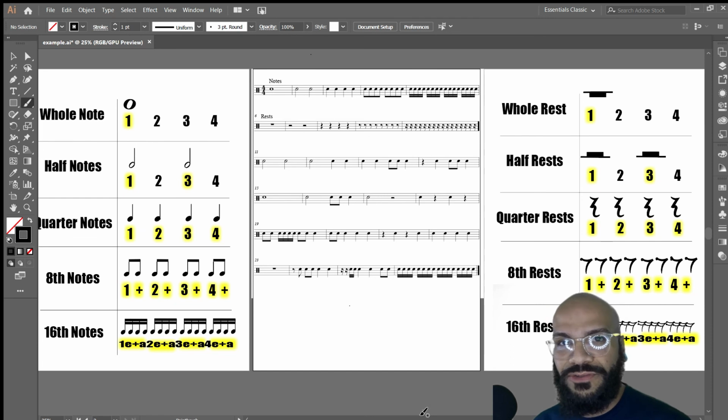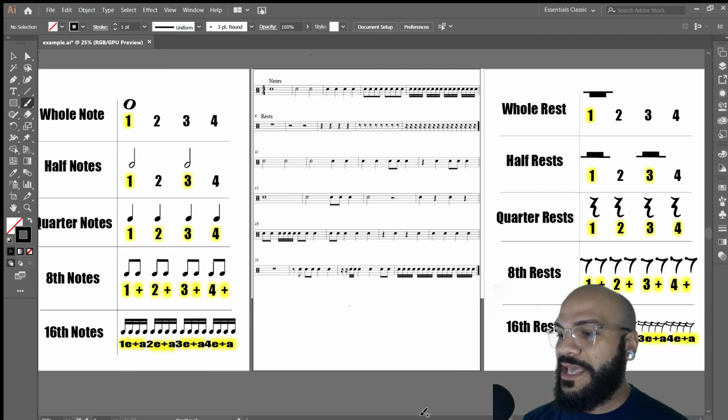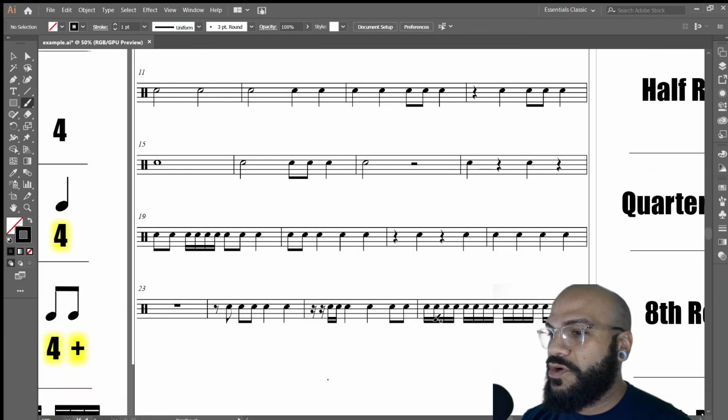On the screen now are 2 charts. The one on the left is all of the notes: whole note, half note, quarter note, eighth note, 16th note. The one on the right is all of the rests: whole rest, half rest, quarter rest, eighth rest, and 16th rest. And right in the middle is an exercise that I wrote specifically to show a couple things.